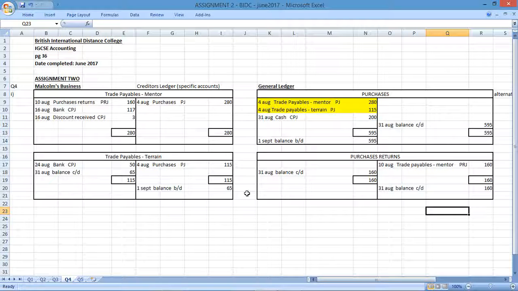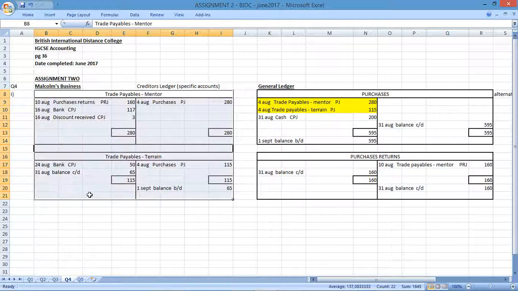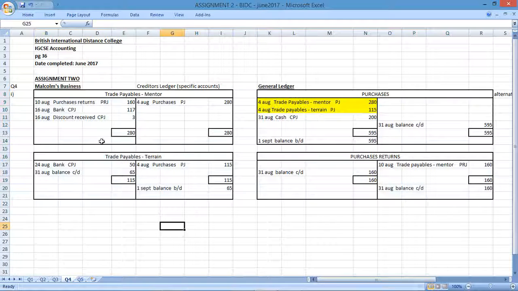Question 4, let's just double check. Write up the accounts of Mentor and Terrain as they would appear in Malcolm's purchases ledger. Brilliant, we've done that. There's Mentor and Terrain. And create the purchases account and purchase returns in the general ledger. Perfect. And that concludes question number 4.